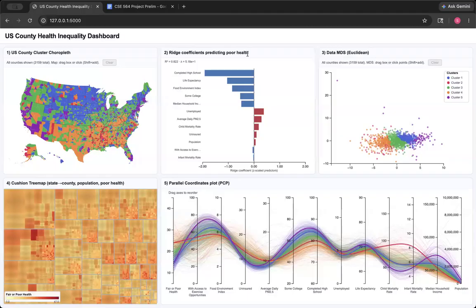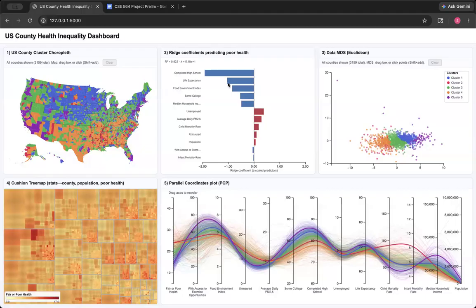I have used ridge regression instead of ordinary linear regression because many of these variables are correlated. For example, income, education, or insurance, and even life expectancy are likely connected. So ridge regression helps stabilize these coefficients when predictors overlap. And also, before fitting the model, these predictors are standardized. This is important because all variables have different units and different orders of magnitude. So standardization makes these coefficients more comparable.